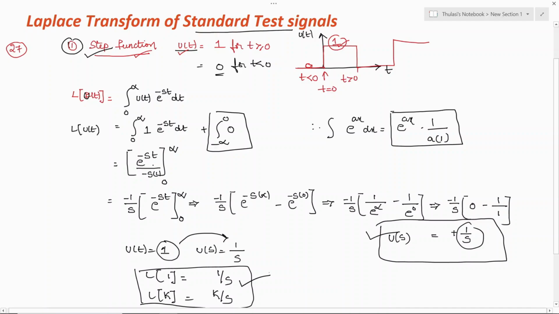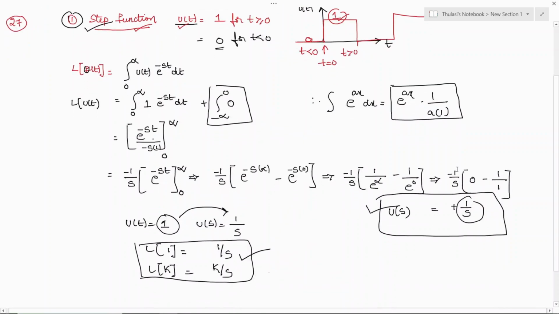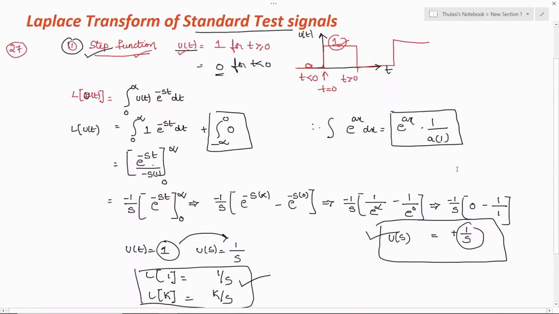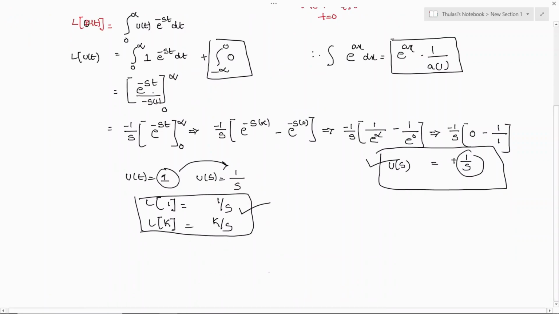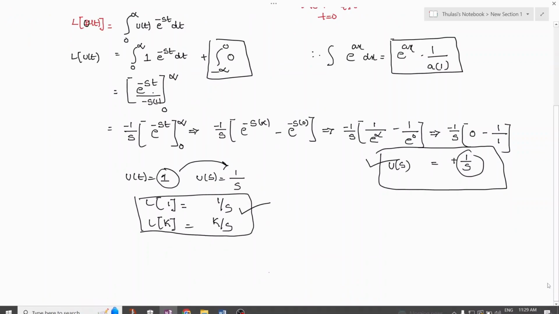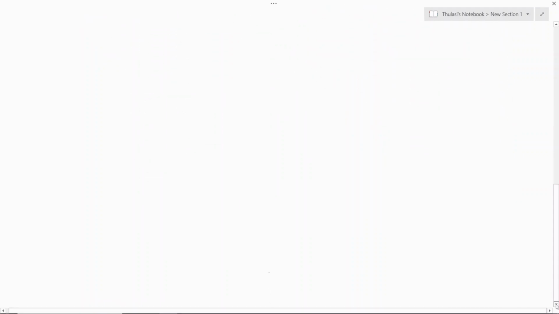Okay, now this is all about defining a step function. Let's try to define the next function in the upcoming class. Okay, so let's go to the next function. The second one is the unit ramp signal, or how to define a ramp signal.